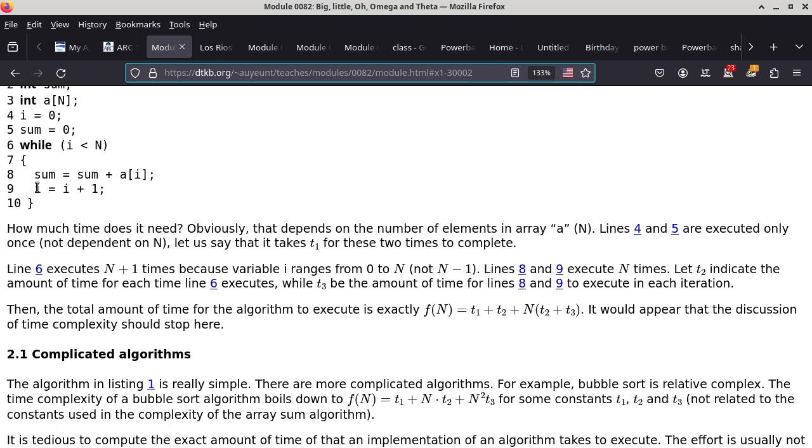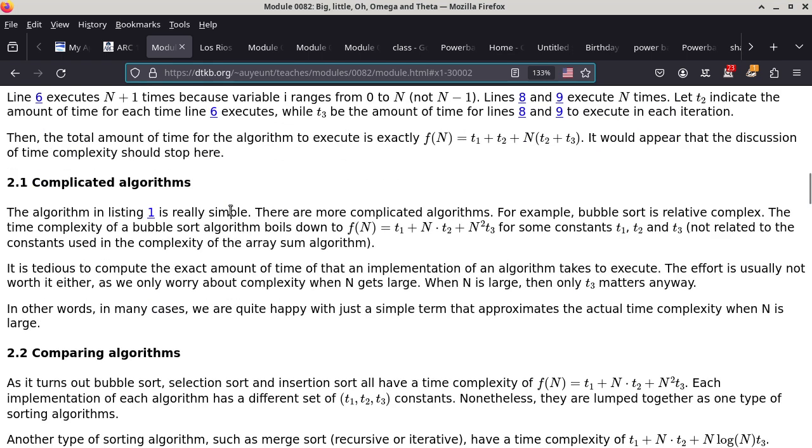Okay, so this is great, right? We now end up with the exact amount of time to execute this algorithm. But this is a really simple algorithm to analyze. When you look at something that's more complex, like bubble sort, it's more like this: it has three components. There's one constant time component when your array has n elements. There's one component that is linear to the total number of elements, and there's one component that is proportional to the square of the number of elements in the array. And as you analyze more and more difficult algorithms, the equation gets longer and more complex, with some really funky terms and whatnot.